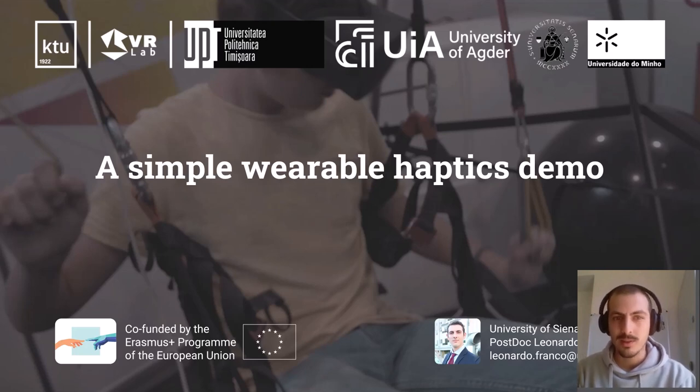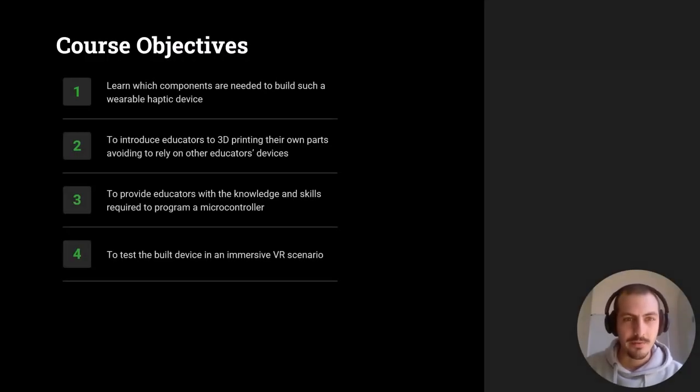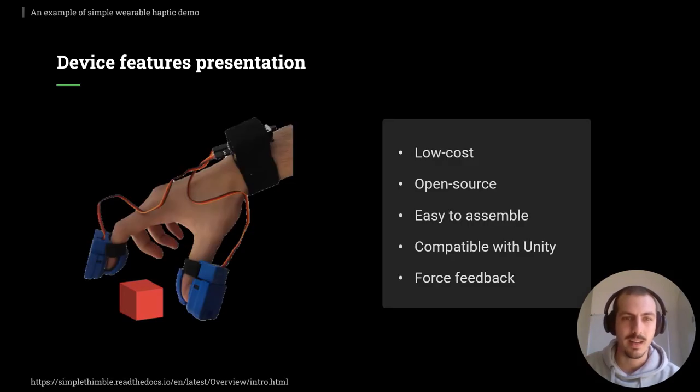I want to point out that this should be a self-paced experience, and at each point you can pause the video to follow up with the tutorial. The objective of this course is to learn which components are needed to build such a wearable interface, to introduce educators to 3D printing their own parts, avoiding relying on other educators' devices, to provide educators with the knowledge and skills required to program a microcontroller, and to test the built device in an immersive VR scenario.